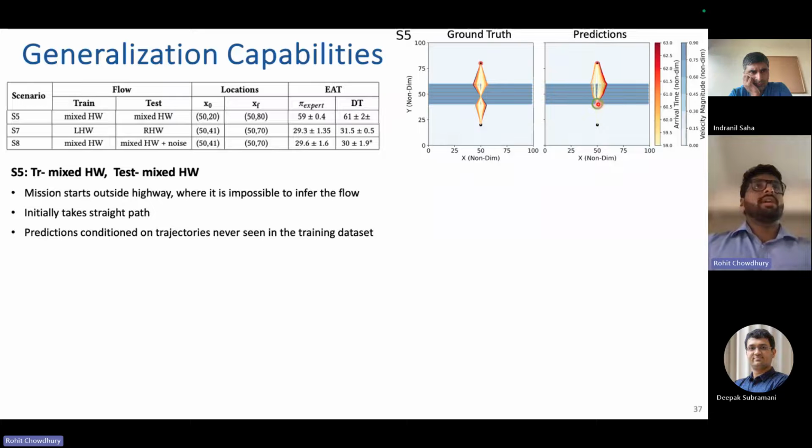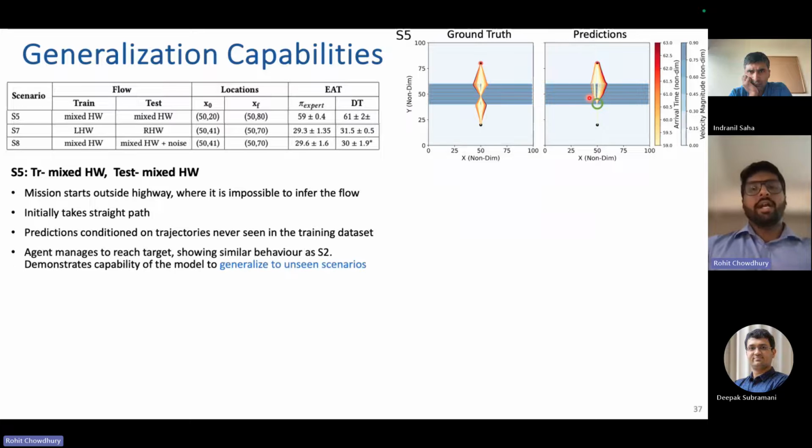Once that velocity signal comes, the agent is now able to infer what realization it's present in and start taking appropriate actions accordingly. And we see that it's acting near optimally. It does reach the target in all locations. And the key point to notice here is that by the time the agent reached this place, the history that it is conditioned on was never present in the training data set. So it's a new unseen scenario in that sense. And in spite of that, the agent was able to reach the target location and generalize to these unseen scenarios.